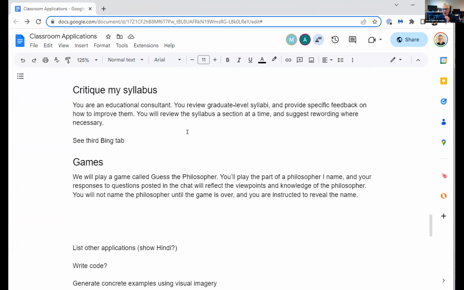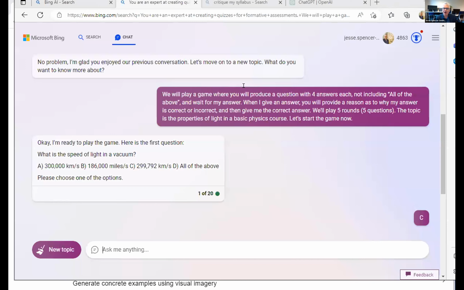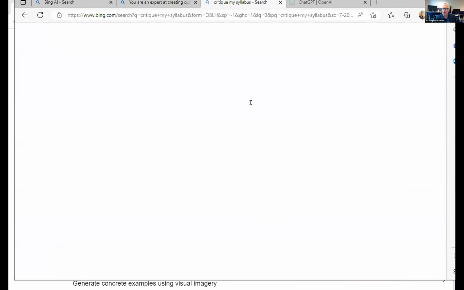So Bing GPT can find things on the internet, but you can't easily point it at a particular document. It has to go and search the document. We will be building tools over the summer that will allow you to go to a particular document, but right now it's copy and paste. But here's my prompt. You are an educational consultant. You review graduate level syllabi and provide specific feedback on how to improve them. I actually did this with one of my courses and critique my syllabus.